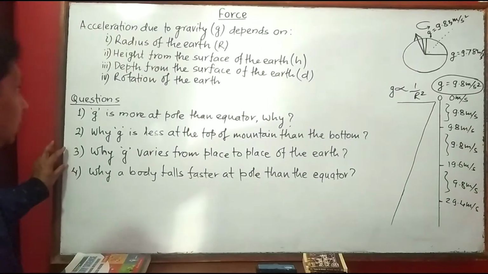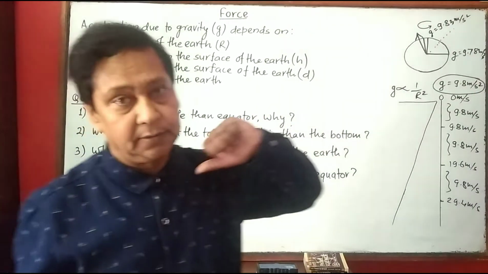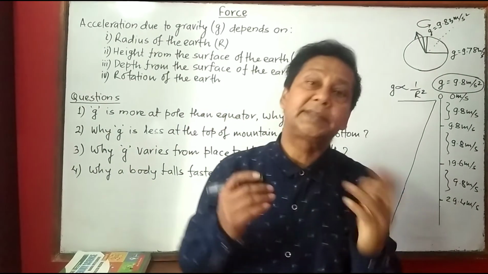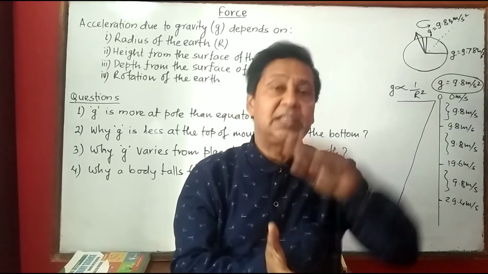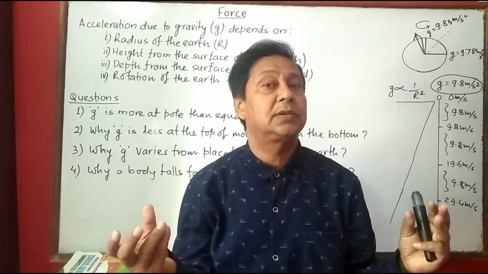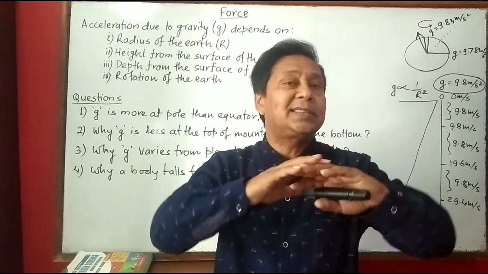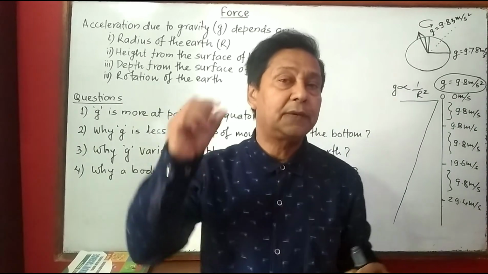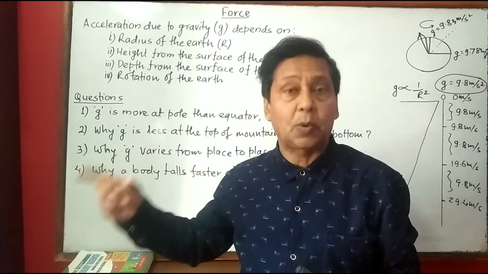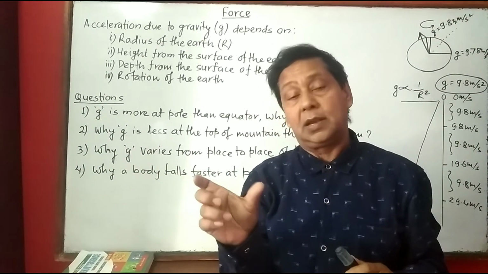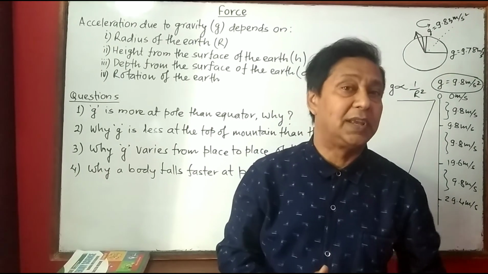Now let's go to third question. Why does G vary from place to place of the earth? We'll answer the same way. How? Earth is not a perfect sphere. It is flattened at the pole, bulged at the equator. That's why polar radius is less, equatorial radius is more, and its radius is different in different parts of the earth. If radius is less, G will be more, because G is inversely proportional to the square of the radius of the earth, and if radius is more, then G will be less. Thus, G varies from place to place of the earth.